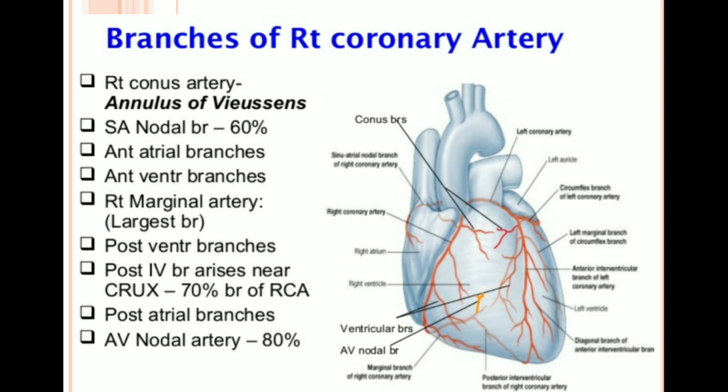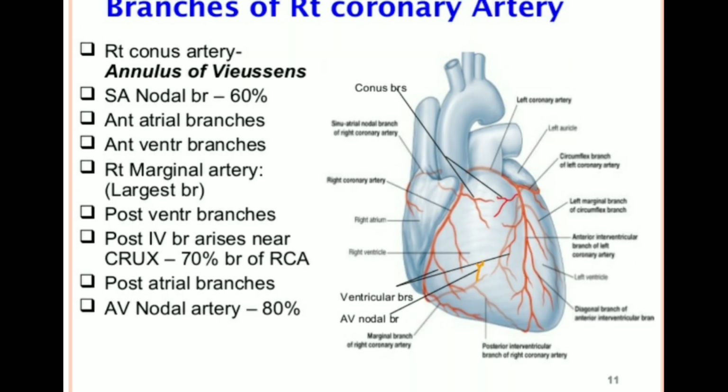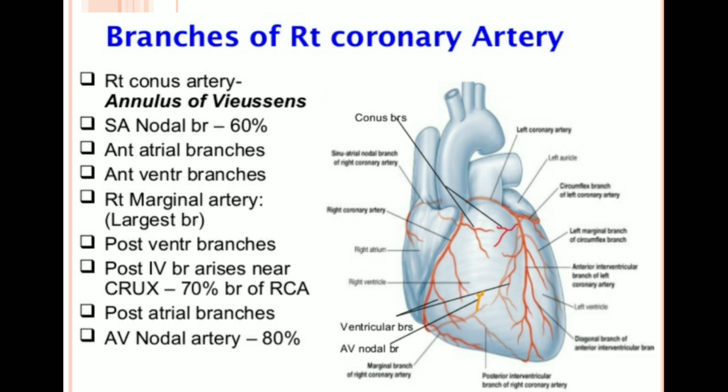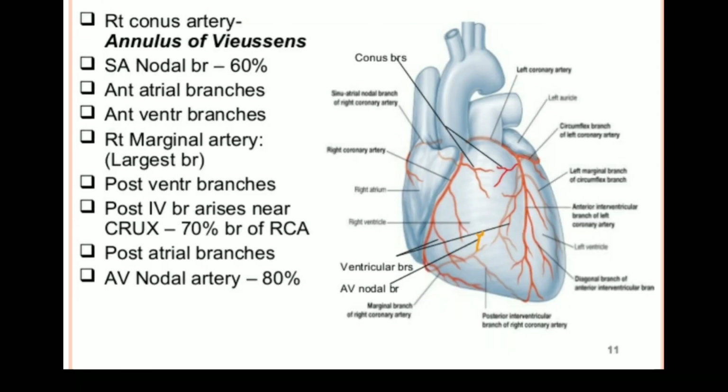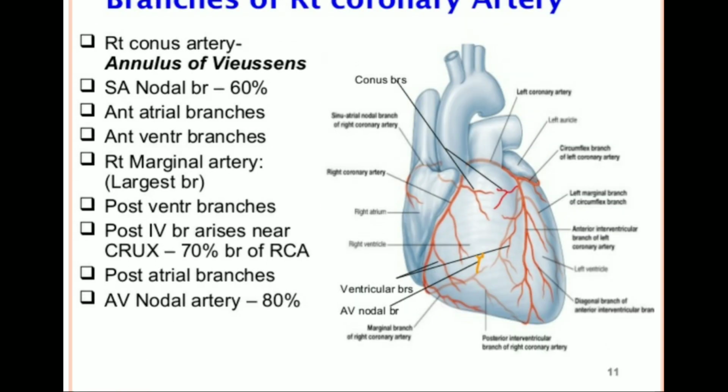Then comes the posterior interventricular artery, between the two ventricles. This branch arises close to the crux. Crux means where all these arteries meet, like the right coronary, the left and the posterior. This branch arises close to the crux and proceeds in the posterior interventricular groove. The artery is accompanied by a vein, called the middle cardiac vein. The posterior interventricular artery gives many septal branches, and one of the septal branches supplies the AV node.